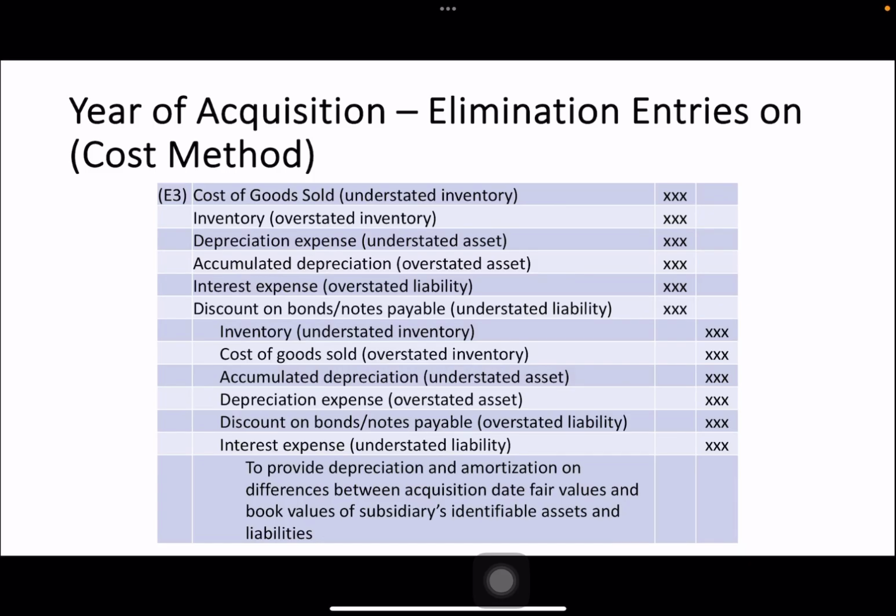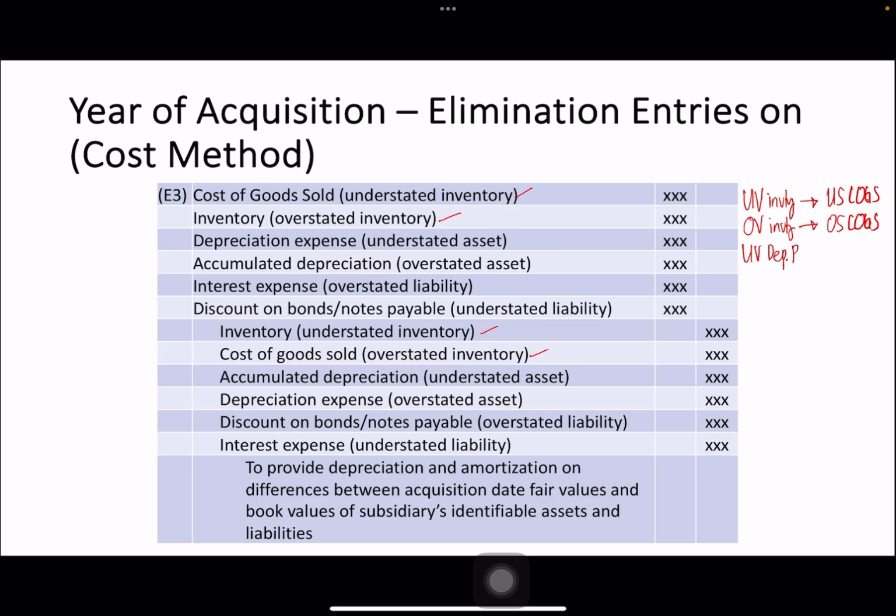The third eliminating entries pertains to the undervaluation or overvaluation of the subsidiary's assets and liabilities on the date of acquisition. Undervalued inventories on the date of acquisition results in understated COGS when these inventories are sold. So to correct, we debit COGS credit inventory. On the other hand, overvalued inventory results in overstated COGS. So to correct, we debit inventory credit COGS.